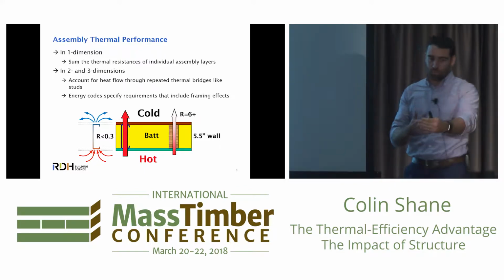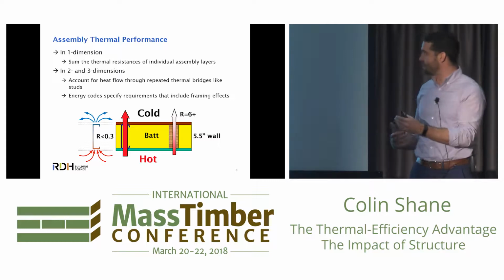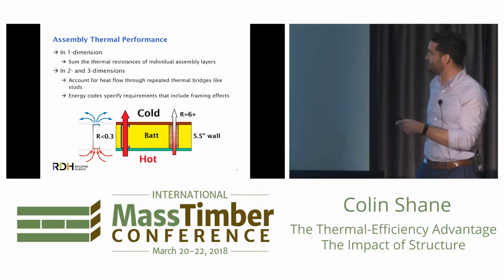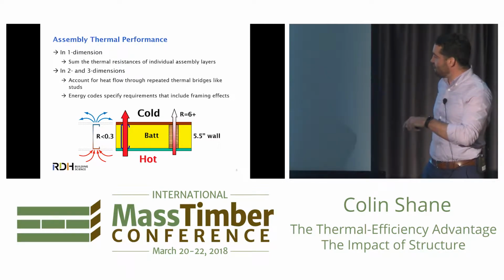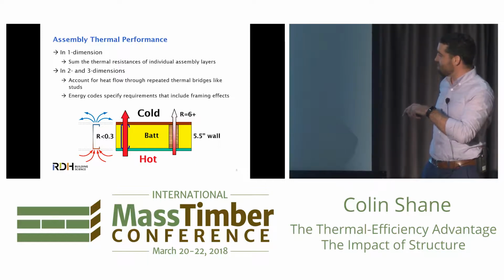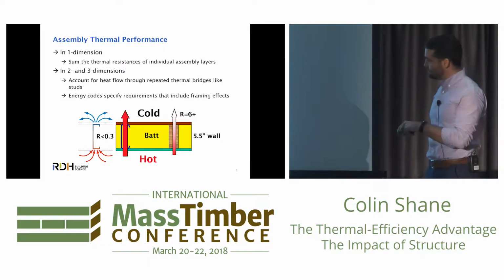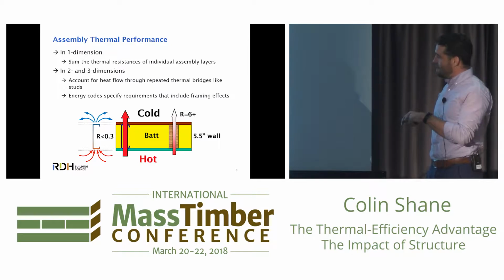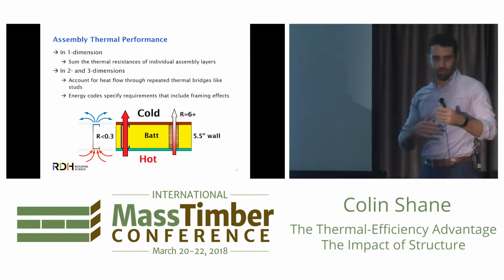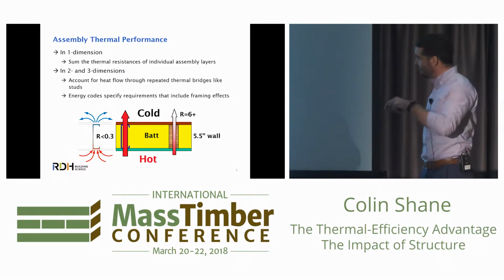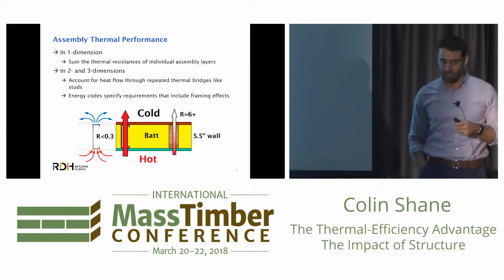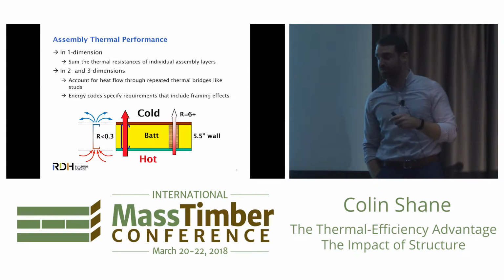So beyond the material level, when we start looking at assemblies, we can look at the overall thermal performance of an assembly, and again, this is pretty background science, so I apologize if I'm going too slow. But in one dimension, we can add up the thermal resistances of various layers in our assembly. We can add the resistance of our interior drywall, add the thermal resistance of our batt insulation or our rigid insulation on the exterior. We can add those up and get an R value for our assembly, or overall resistance to heat flow.